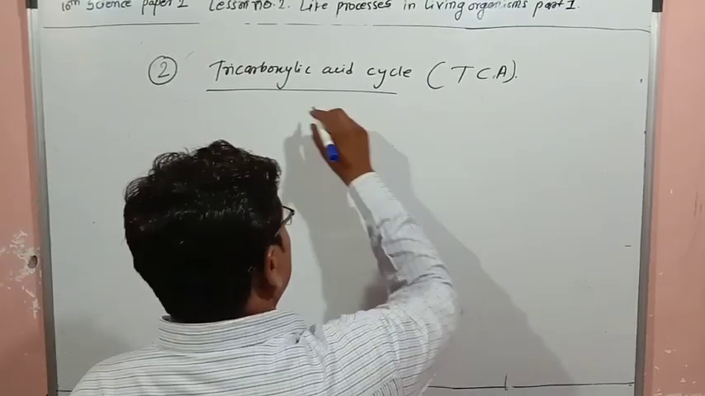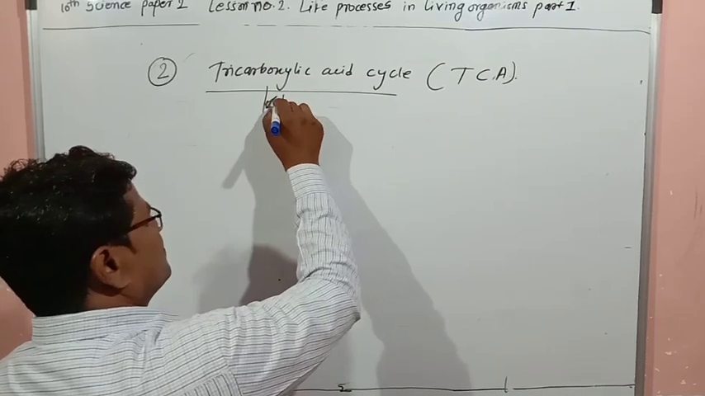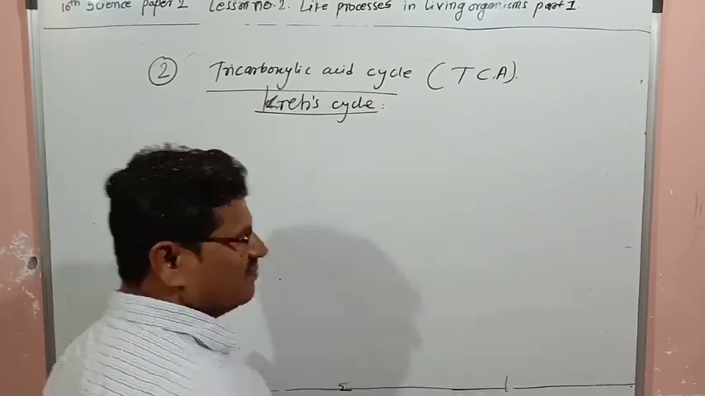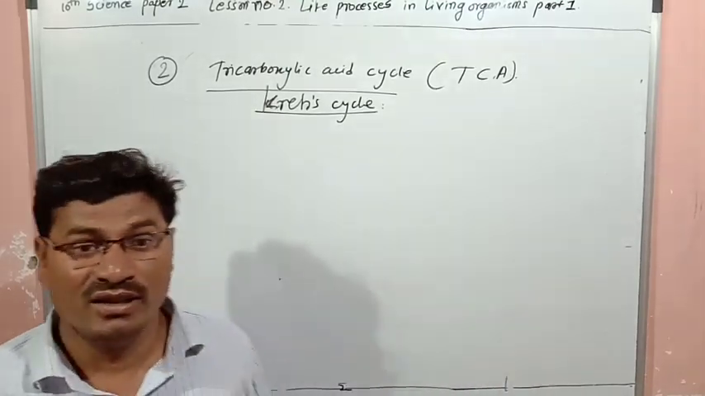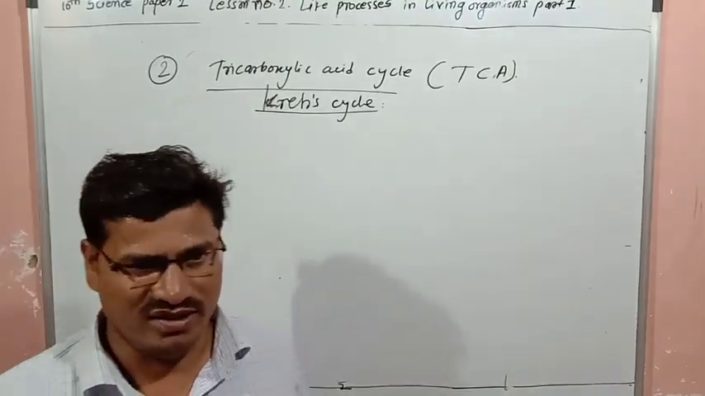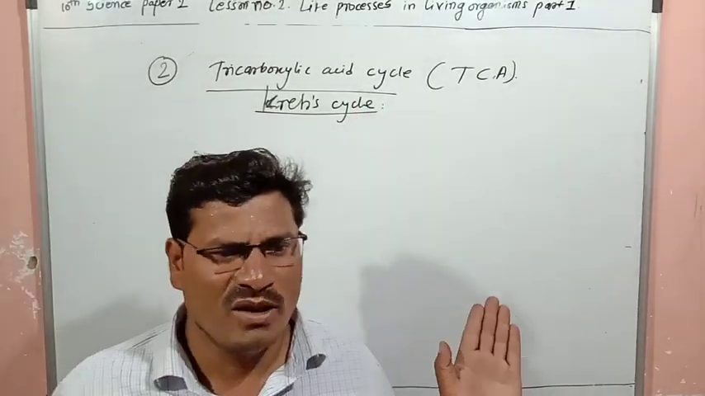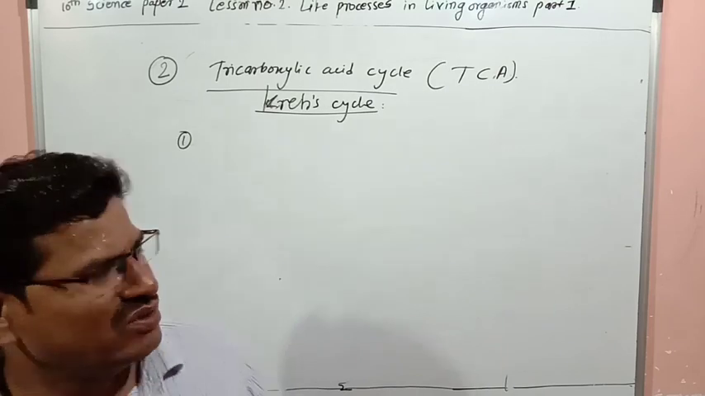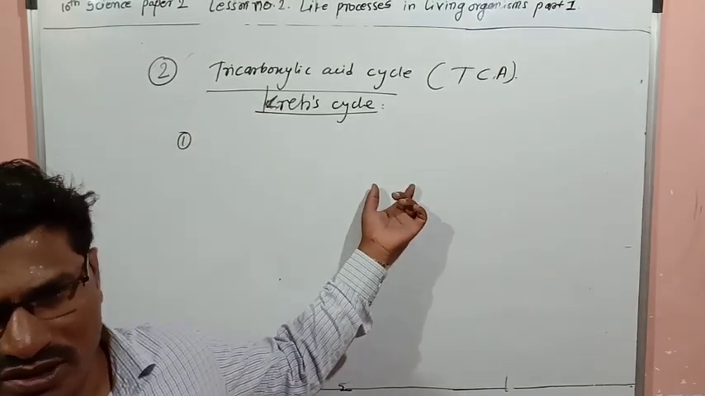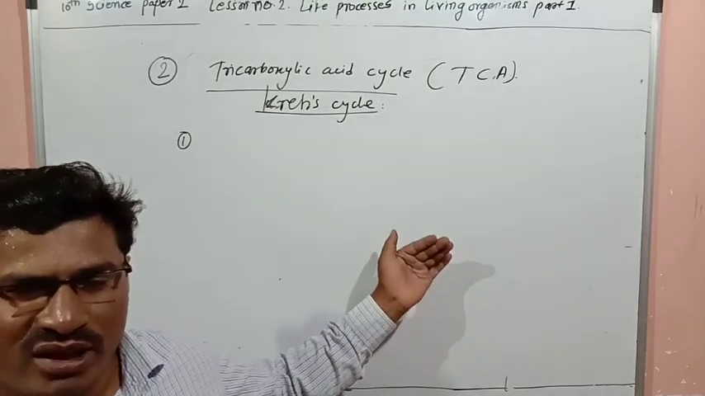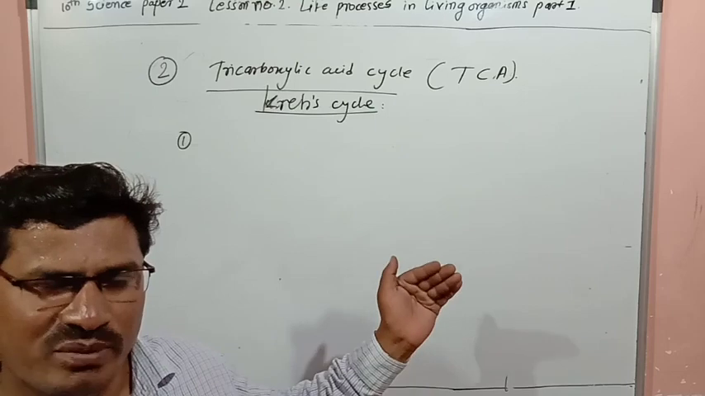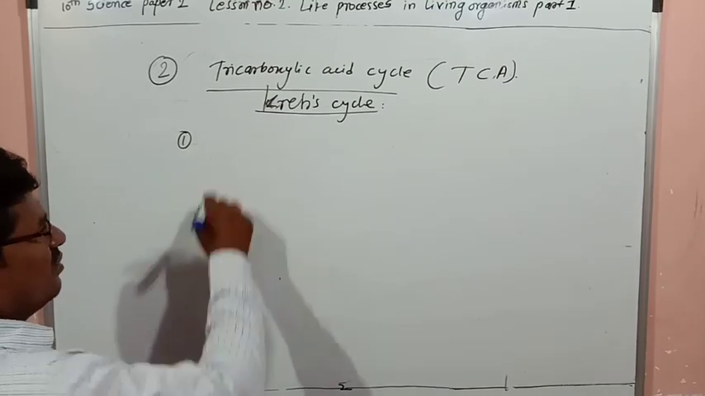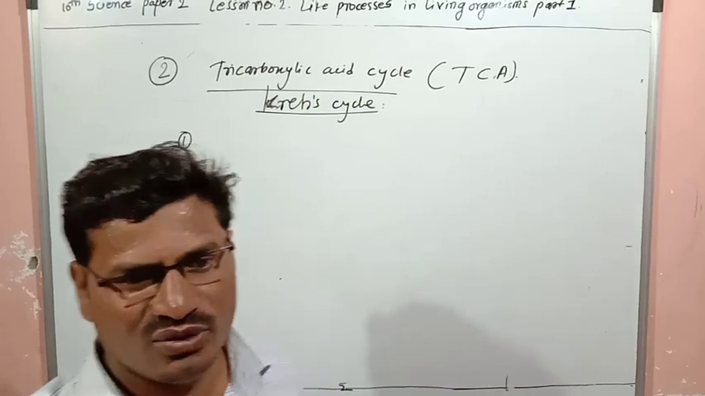This TCA cycle is also called the Krebs cycle, because it was discovered by Hans Krebs, and for that he got the Nobel Prize. So in the tricarboxylic acid cycle, first point, the final product of glycolysis, pyruvic acid, is converted into acetyl coenzyme A, and at that time 2 molecules of NADH2 and 2 molecules of CO2 are produced. After that, the acetyl coenzyme A produced enters into the mitochondria.